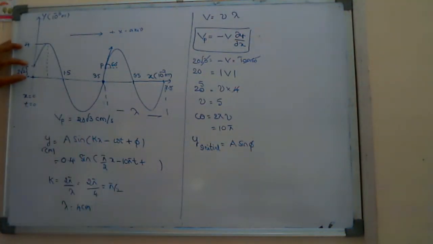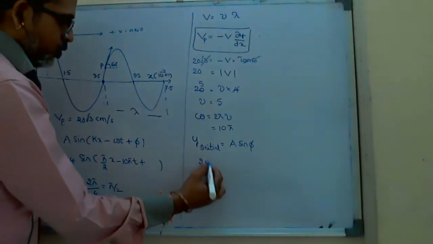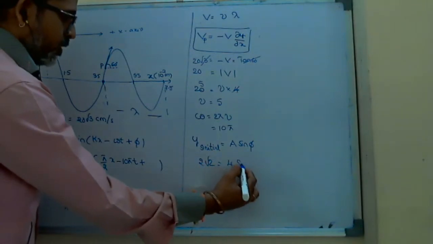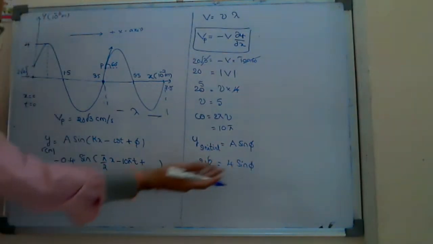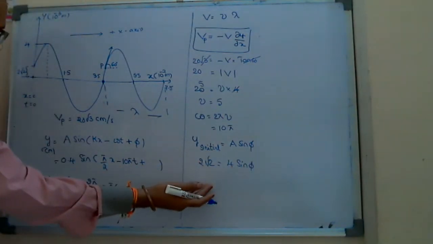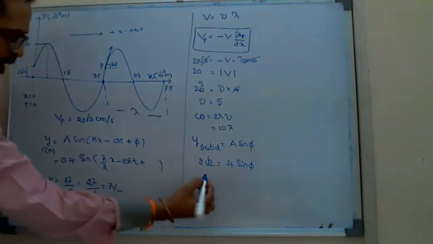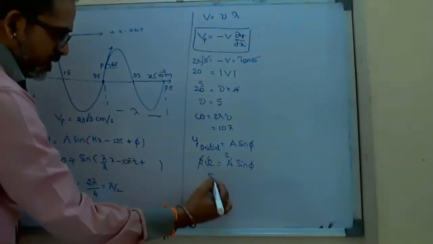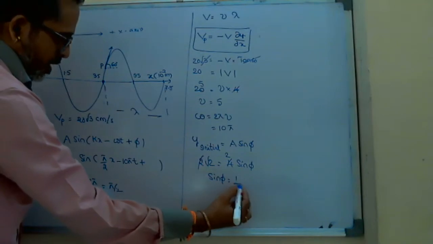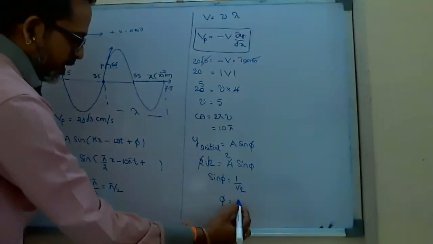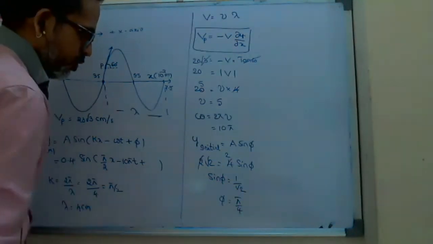Look at what is the y value here he gave. 2 root 2. So 2 root 2 is equal to amplitude 4 into sine phi. You will get sine phi is equal to 1 by root 2. Am I right? Yes, sir. So here sine phi is 1 by root 2, phi equal to 45. Then phi is equal to 45 degrees, or pi by 4.